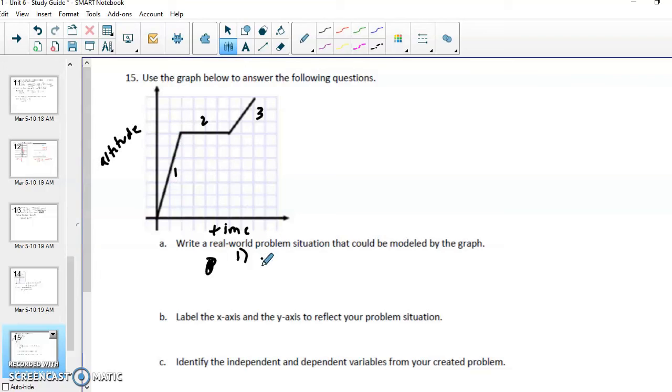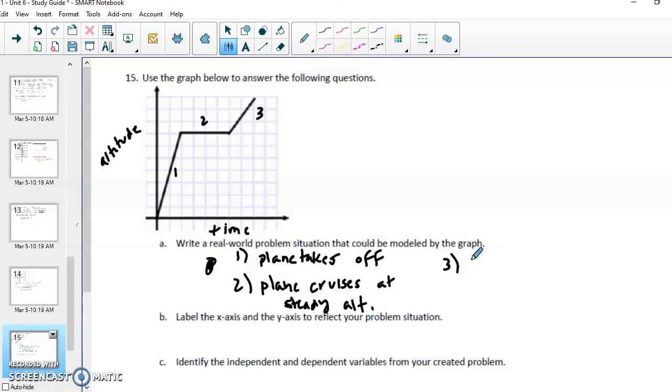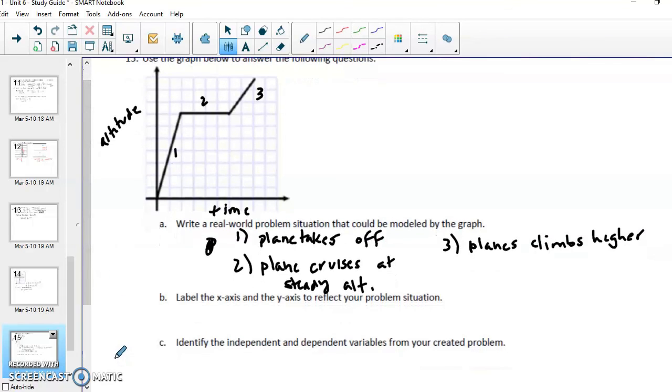So part 1 could be the plane takes off. Part 2 would be the plane cruises at steady altitude. That means it's not going up or down. And then part 3 would be plane climbs higher. Okay, there's lots of different versions of this that you can have for the story.